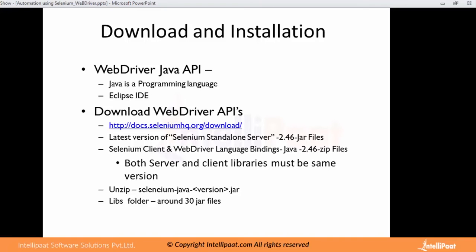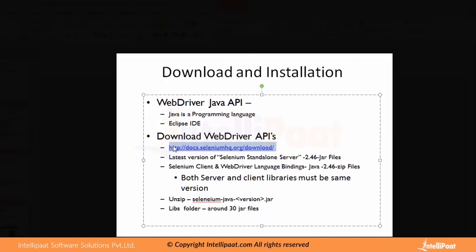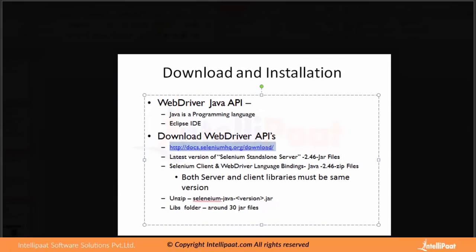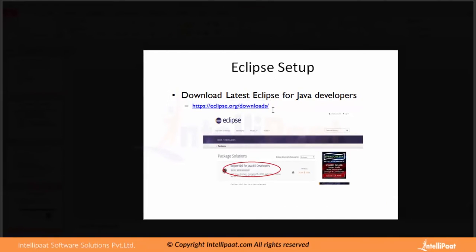As we already saw, all the downloads of Selenium tools can be performed from the Selenium HQ site. So navigate to this Selenium HQ site, open this URL. The next step is to set up your Eclipse to start writing your test cases. So you can download the latest Eclipse tool from the given site.